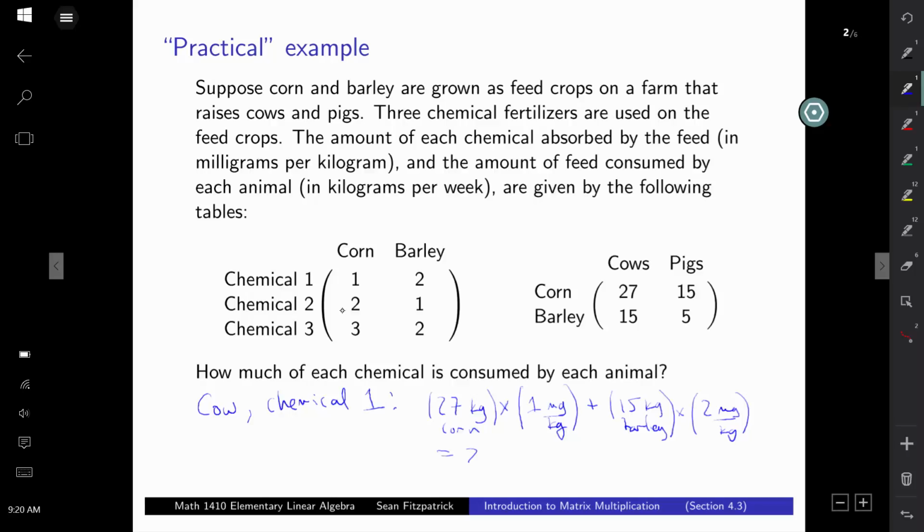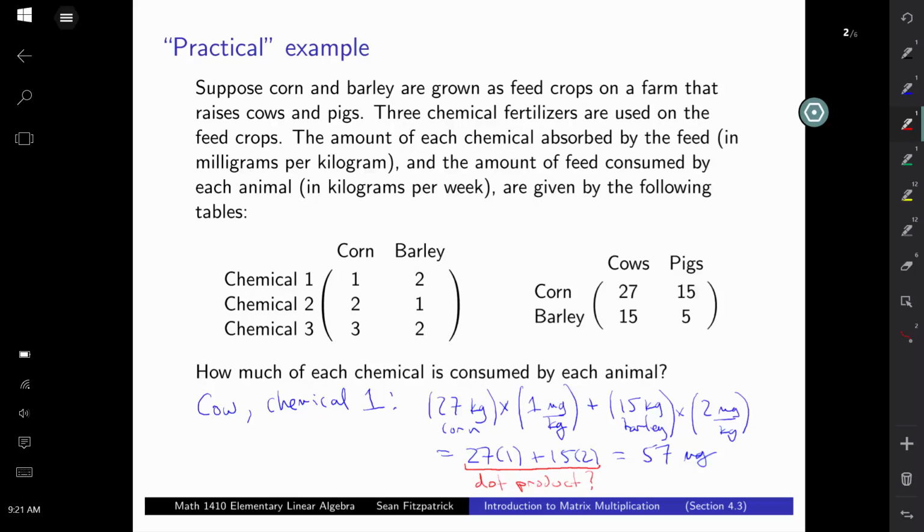We get 27 times 1 plus 15 times 2. Let me make sure I add correctly. 30 plus 27 gives me 57 milligrams of the first chemical. One of the things you may want to notice here is that you get something that looks suspiciously like a dot product, right?